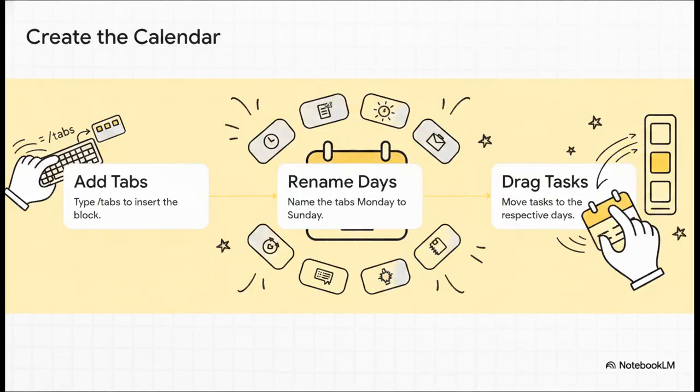Just type the command /tabs to insert the block. Then you simply rename those tabs to the days of the week, Monday through Sunday. Now here is where the magic happens. To plan your day, you literally just grab a task from your project column and drag it right into the Monday tab. And that's it. Your task is scheduled. It's visual, it's tactile, and it is completely frictionless.